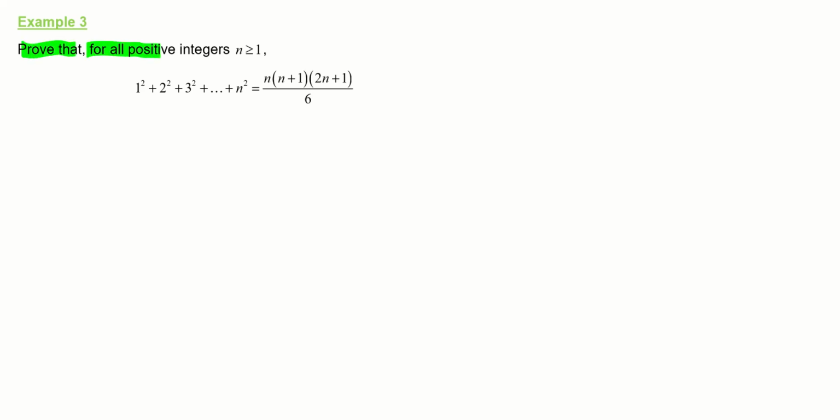Prove that for all positive integers n greater than or equal to 1, the sum of the squares of the first n integers is n(n + 1)(2n + 1) divided by 6. So remember our base case, and in this case, for n greater than or equal to 1, the base case is n equals 1.